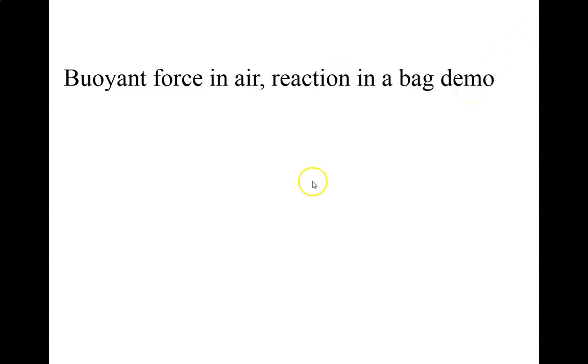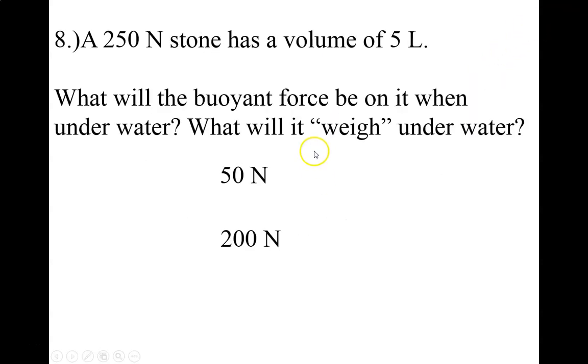So anyway, let's say a stone has a volume of 5 liters. What would the buoyant force be when it's underwater, and what will its apparent weight be underwater? So, the first thing we have to remember is that a liter of water has a weight of 10 newtons. So when it's underwater, it's going to be displacing 5 liters of water, each of which has a weight of 10 newtons. So the buoyant force acting on it is going to be 50 newtons.